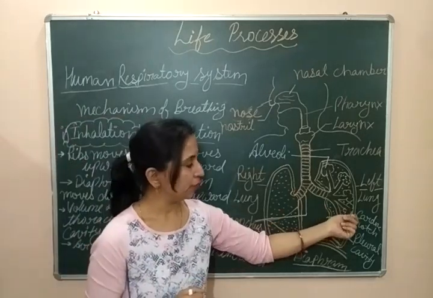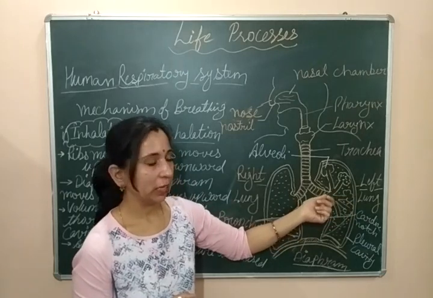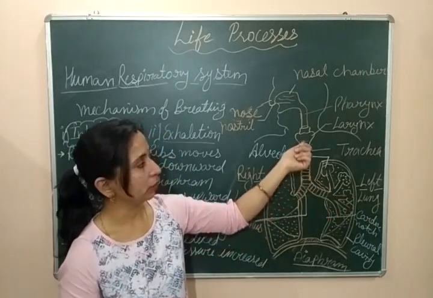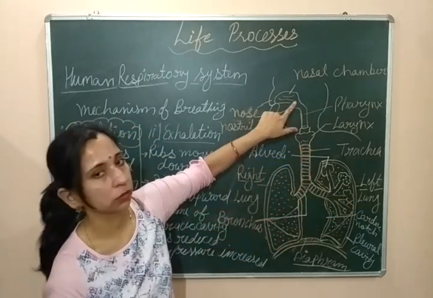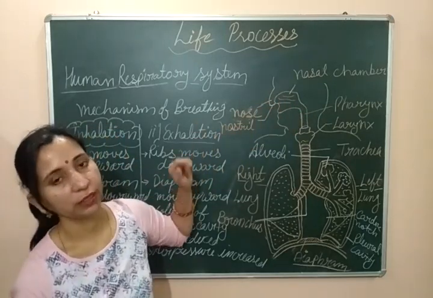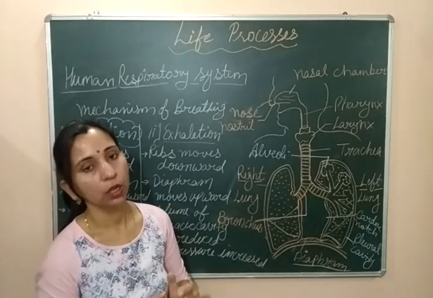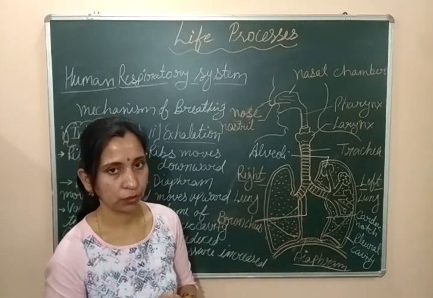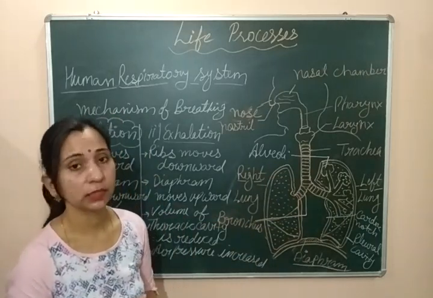Air will move from alveoli to bronchioles, then bronchus, then trachea, then it's passed through the larynx, then passed through the pharynx, the nasal chamber, and through the nostril. It will be released out from the body to the atmosphere. This process is known as exhalation.